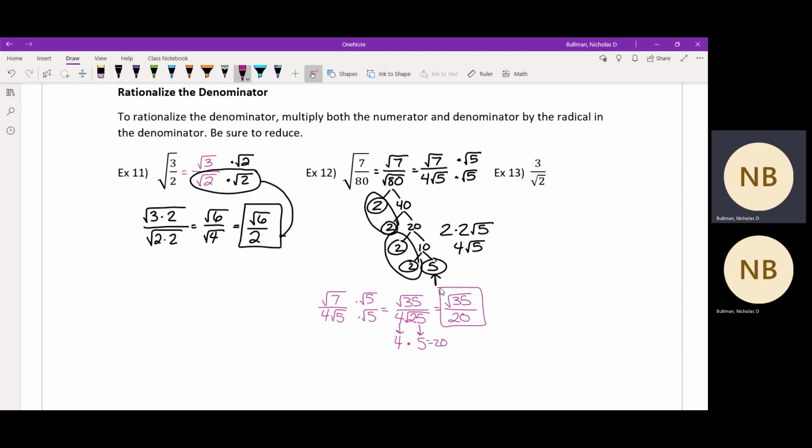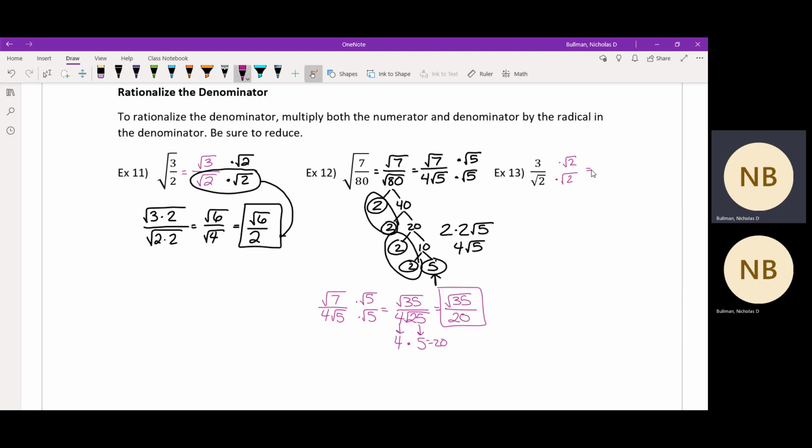Example 13 is really quick. And this is your last one. The trick they're trying to throw at you is I have a square root in the bottom. It is simplified already because 2 is a prime number. So I'm going to multiply top and bottom by that square root. The trick they're trying to mess you up on is in the numerator.